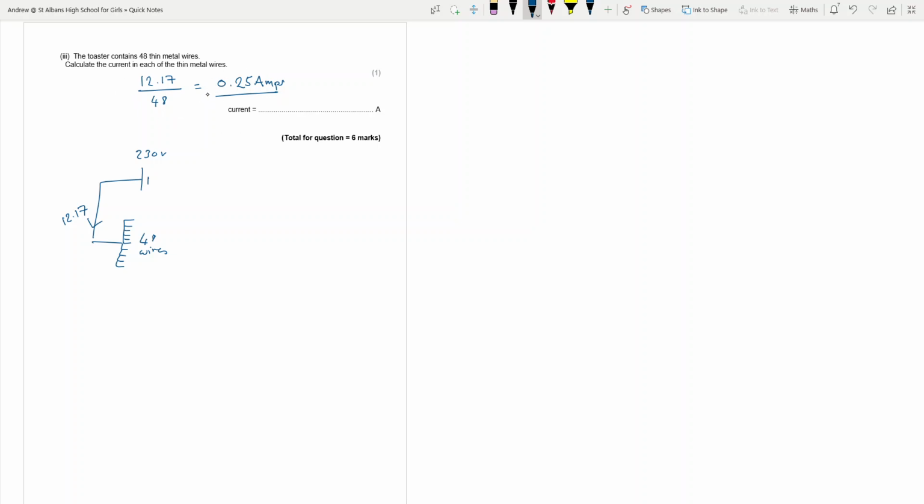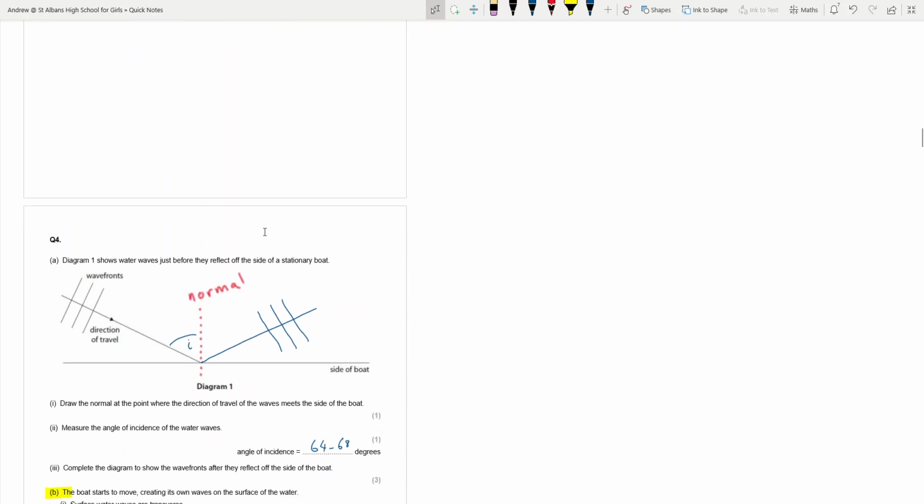And if you do 12.17, you divide it by 48, you get 0.253, I think is the real answer. But if you just use 12, you'll still get the same answer. You get a quarter of an amp. So each individual wire is just going to take 0.25 amps. And they get to the other end, and then they rejoin again, and we go back around. But it's a 1 mark question, so that's it.